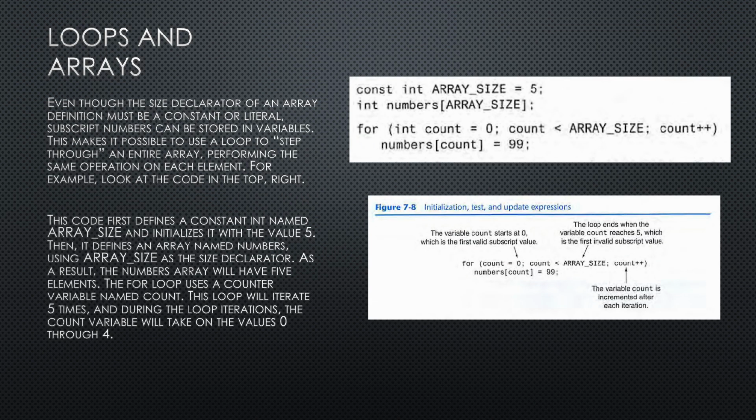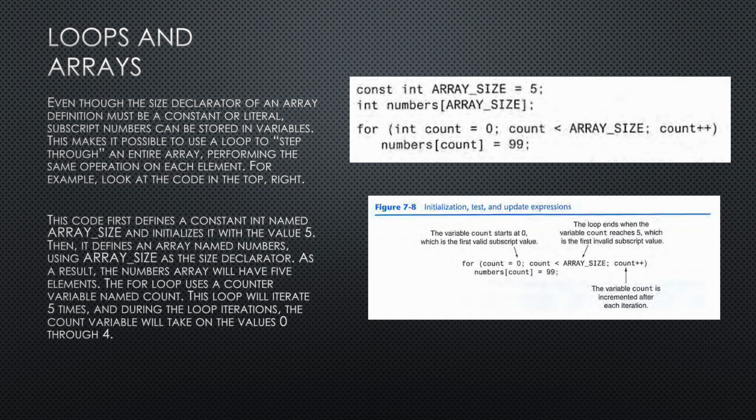Even though the size declarator of an array definition has to be a constant or literal, subscript numbers can be stored in variables. This makes it possible to use a loop to step through an entire array, performing the same operation on each element. For example, look in the code at the top right. This code first defines a constant int named ARRAY_SIZE and initializes it with the value 5. Then it defines an array named numbers using ARRAY_SIZE as the size declarator. As a result, the numbers array will have 5 elements.